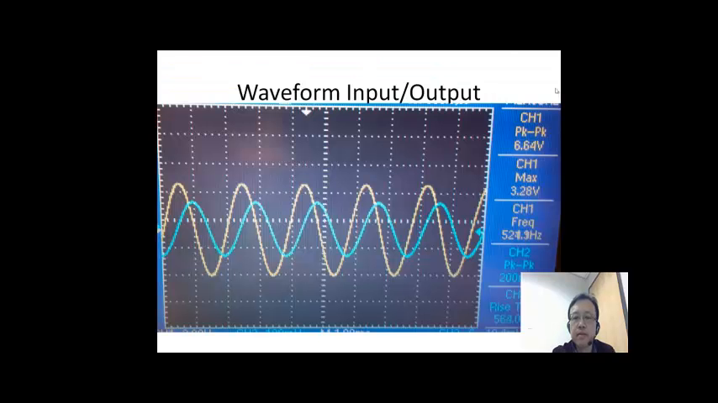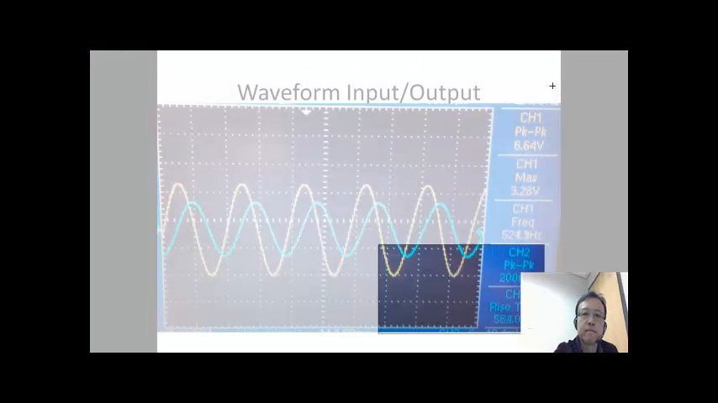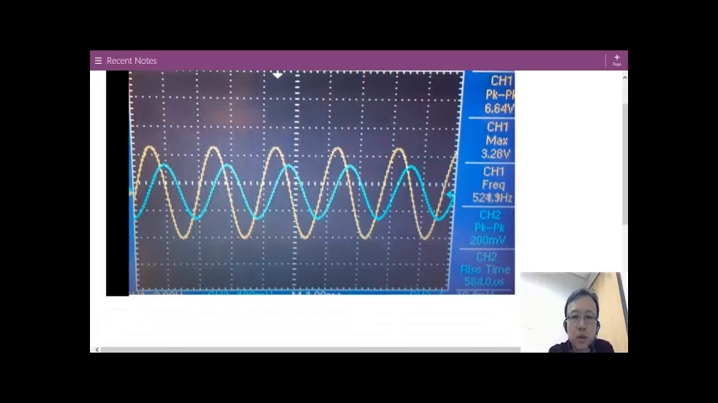Let's look at this circuit again. So let's take a picture here. The yellow one is the input, and we're not very interested in it because we set it up. The set input is 6.6 volt peak to peak. This is peak to peak. For the input channel, the frequency is 524 Hertz, and the other one is the output.